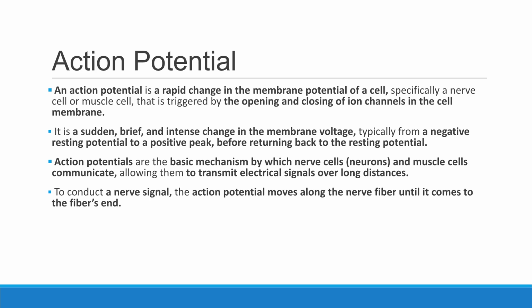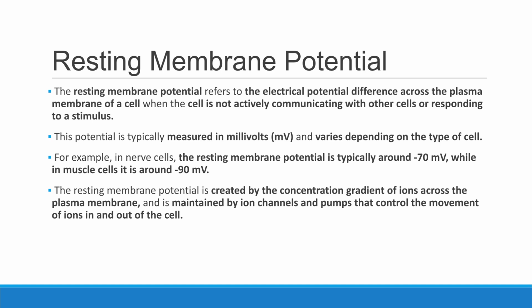This change is triggered by the opening and closing of ion channels and is the basic mechanism for nerve and muscle cell communication. The resting membrane potential is the electrical potential difference across the plasma membrane of a cell when it is not actively communicating. It is typically around -70 millivolts for nerve cells and -90 millivolts for muscle cells, maintained by ion concentration gradients and ion channels and pumps.